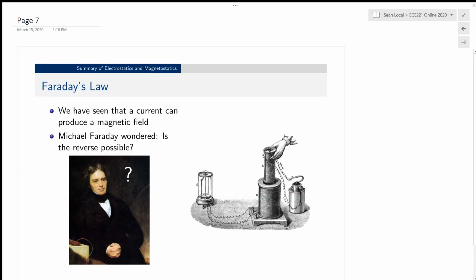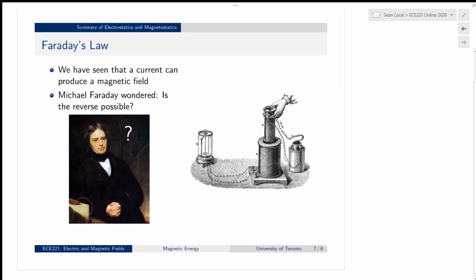And in fact, it wasn't until Michael Faraday came along and asked the following question. From everything that we've done in magnetostatics, we have seen so far that if we have a current, which is an electric current, it can produce a magnetic field, and we can predict that magnetic field from Ampere's law or Biot-Savart law or using potentials. We've seen this multiple times. So Faraday wondered, is the reverse possible? Can a magnetic field produce a current?